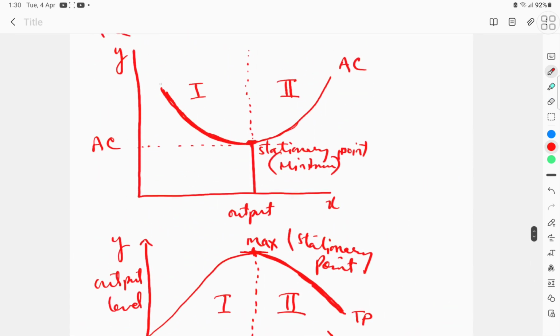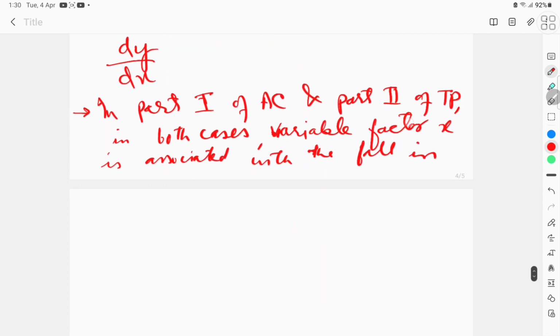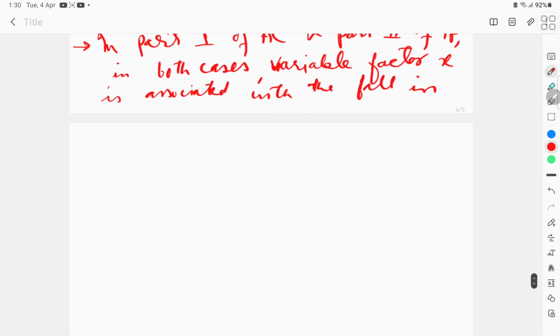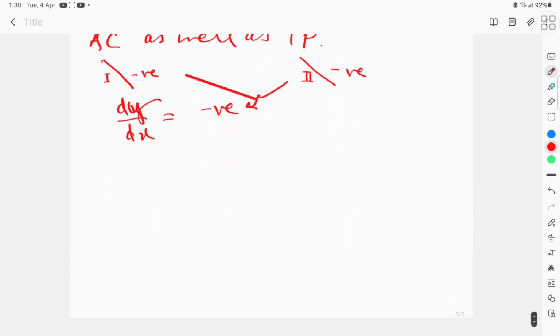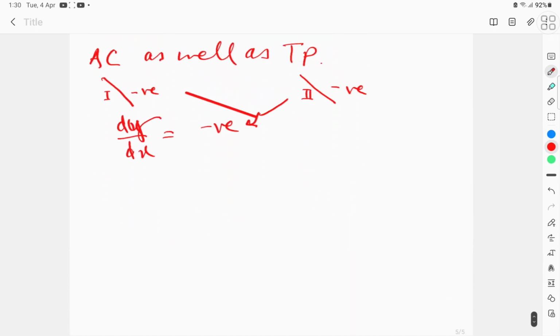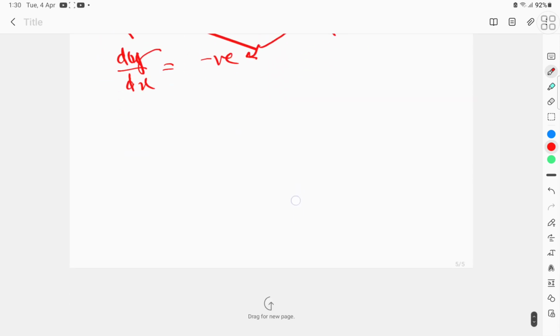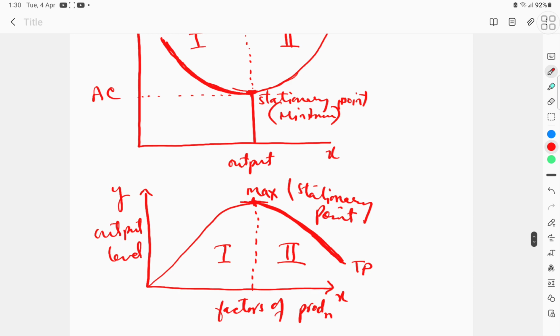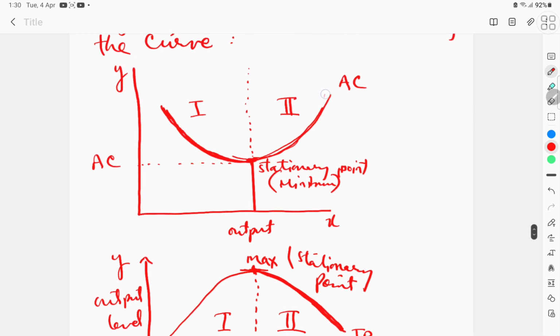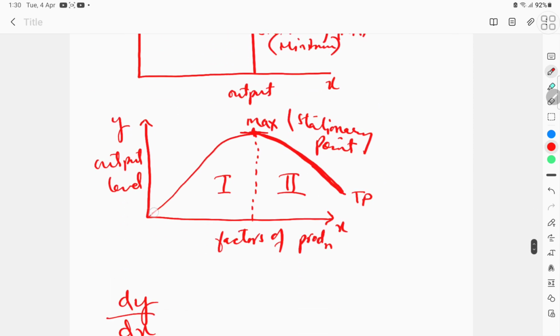It is also declining here: in the first part average cost, in the second part total product, both are declining, so their differential coefficient will be negative. In the same way, let us see the second part of the average cost curve and the first part of the total product curve.